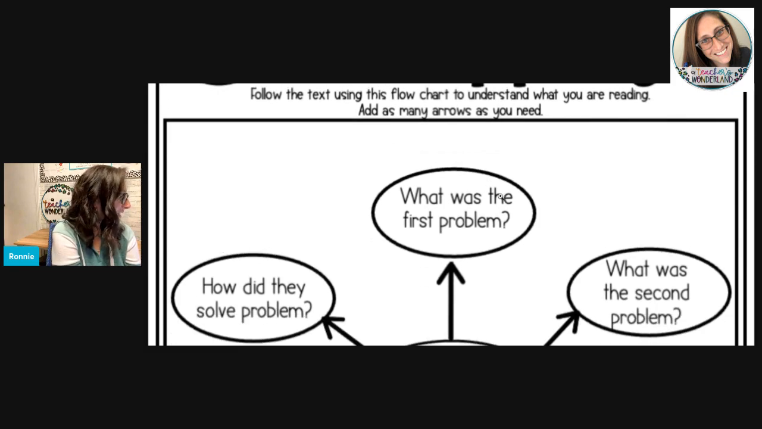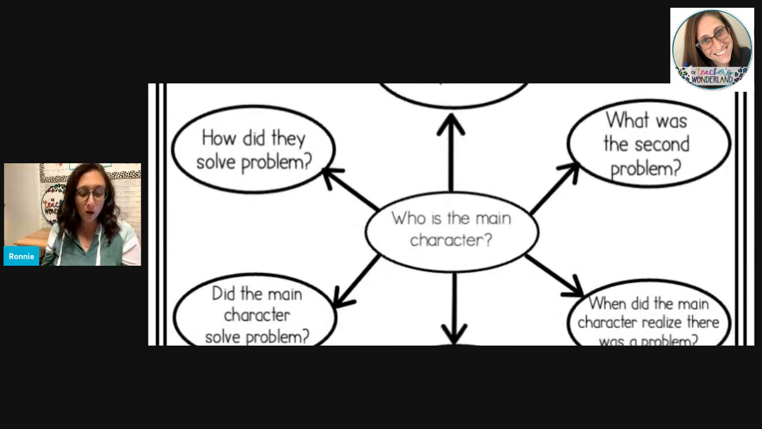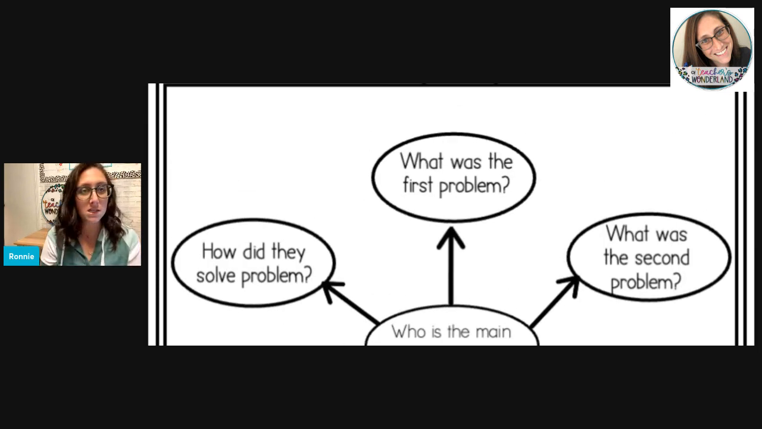Okay, so let's start off with who is the main character. We're going to use the story Little Red Riding Hood just because everybody knows that one, right? So when you're using the story Little Red Riding Hood, we're thinking of the girl, Red, we're going to call her Red, her problem is that she has to take, so who's the main character? Start with that. Main character is Little Red Riding Hood. I don't even know if that's her real name, but we're going to say it is for the sake of this. Next, we're going to say, what was the first problem?